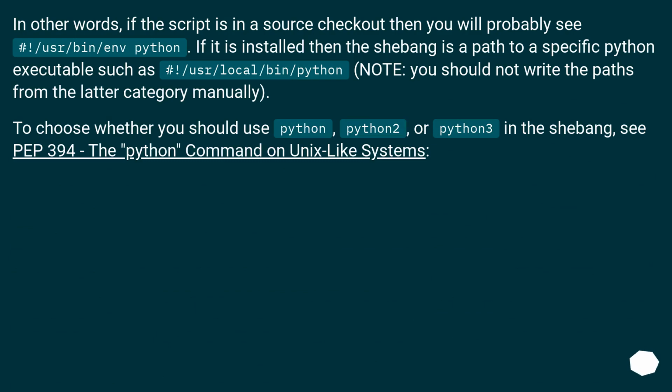In other words, if the script is in a source checkout, then you will probably see #!/usr/bin/env python. If it is installed, then the shebang is a path to a specific Python executable. Note, you should not write the paths from the latter category manually. To choose whether you should use python, python2, or python3 in the shebang, see PEP 394, the python command on Unix-like systems.